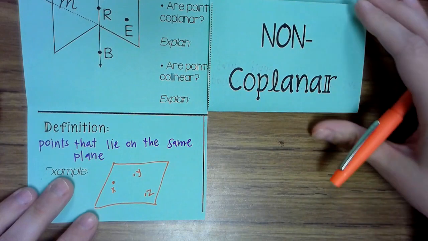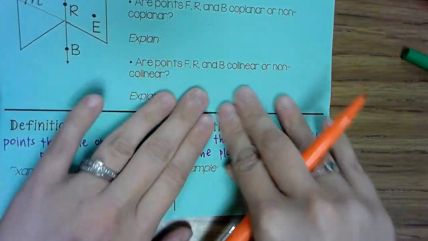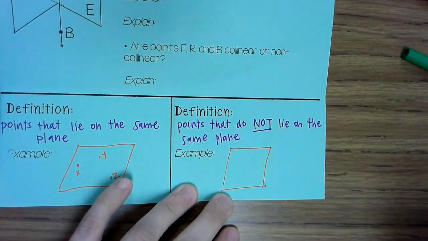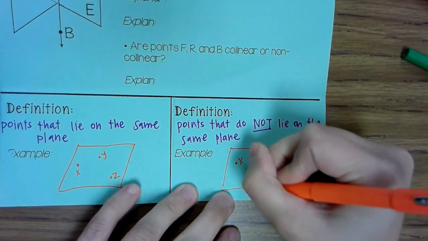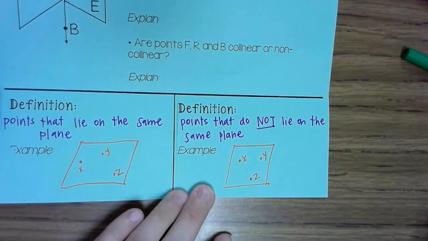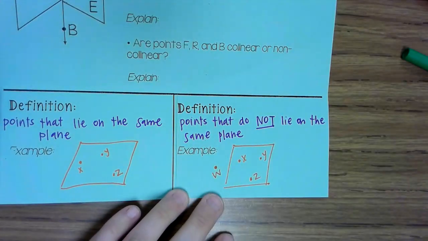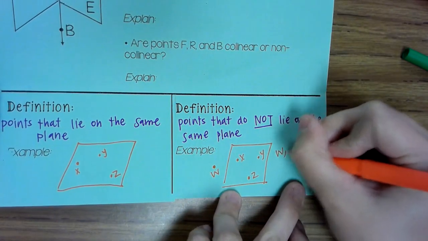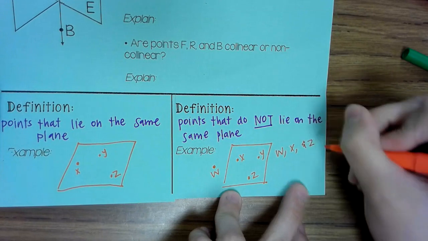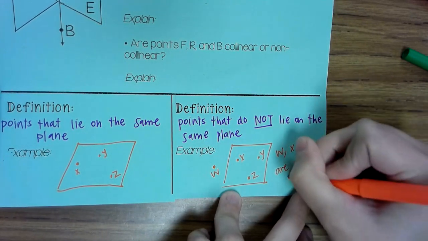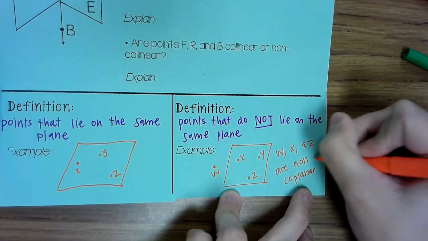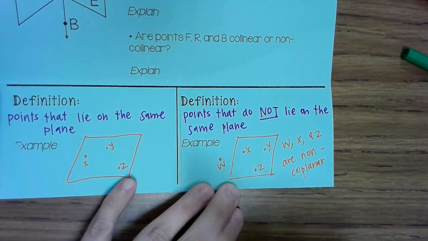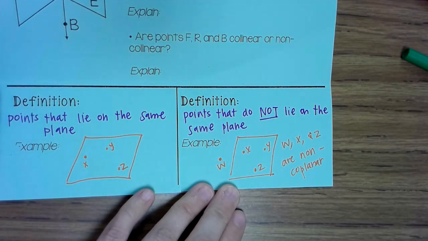Then, of course, non-coplanar is going to mean the opposite of that. If points are non-coplanar, it means they don't lie on the same plane. So again, I'm going to start by drawing my plane. I can put X, Y, and Z back on my plane again. But this time, to make it non-coplanar, I've got to include our friend W out here. So for example, you could say W, X, and Z are non-coplanar. Okay, so X, Y, and Z are coplanar. They're all on the same plane, but as soon as you throw W into the mix, they're officially non-coplanar. They're not all on the same plane.